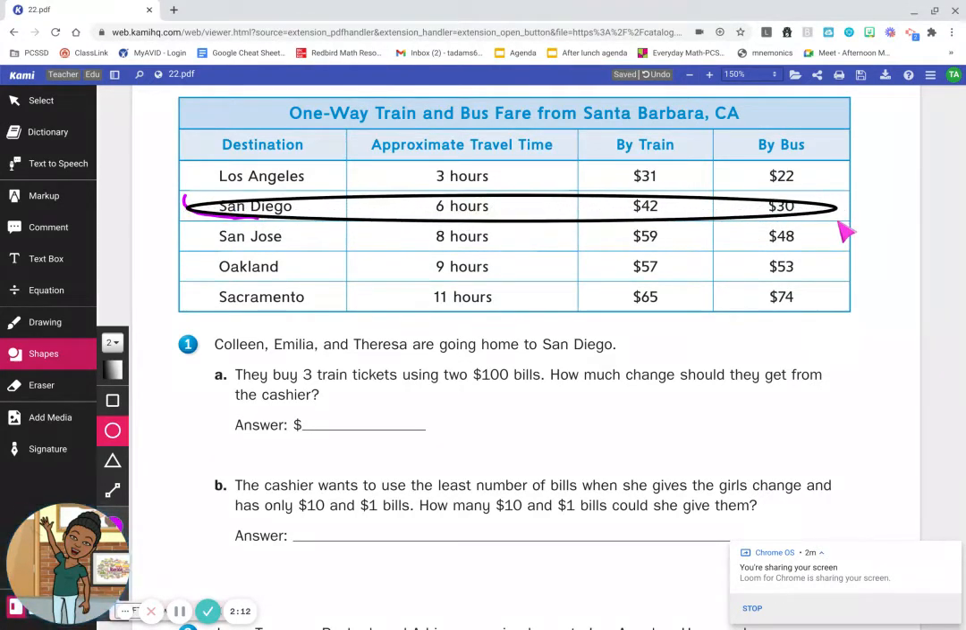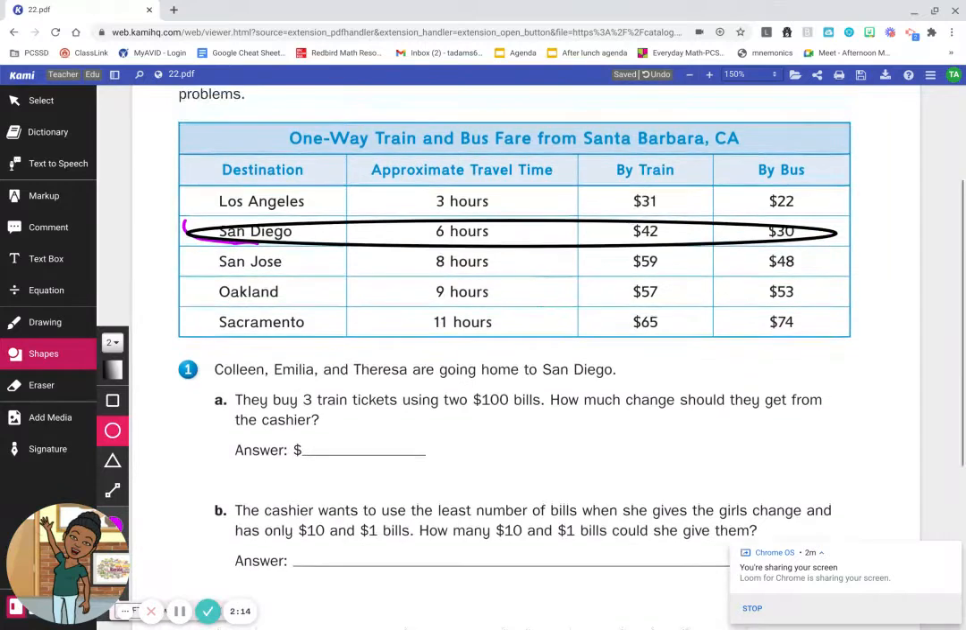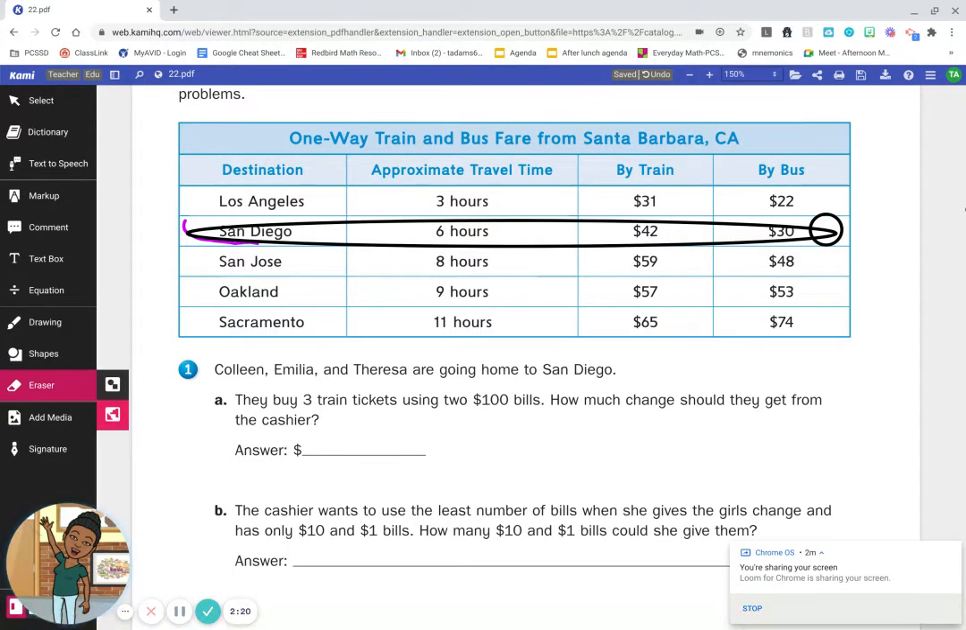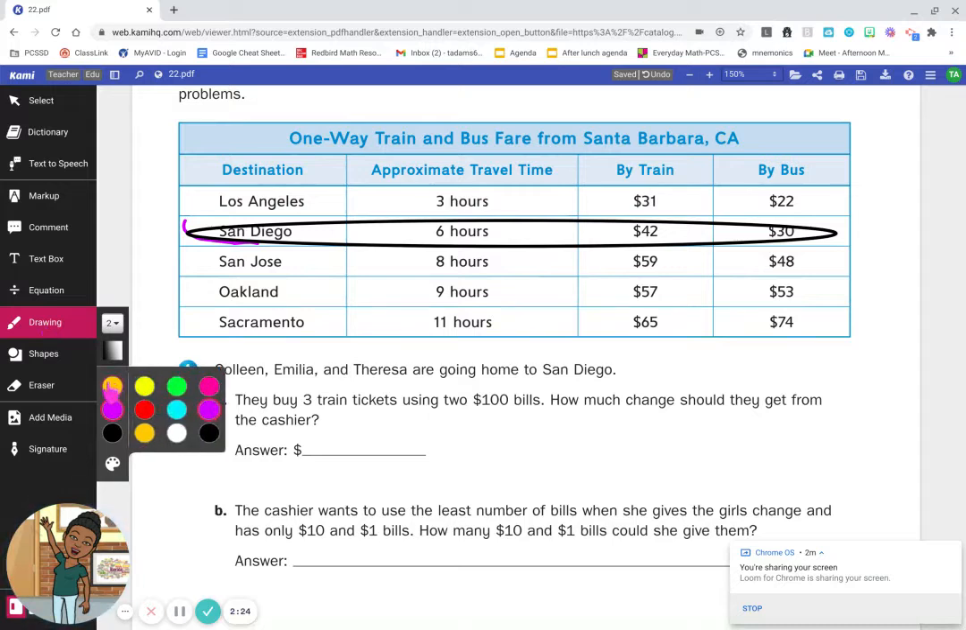Why am I circling San Diego? Yes, because that's where they're going. They're going to San Diego, and I see that on my chart. Or you could also underline. If you want to underline this important information for San Diego, then you can do that as well.